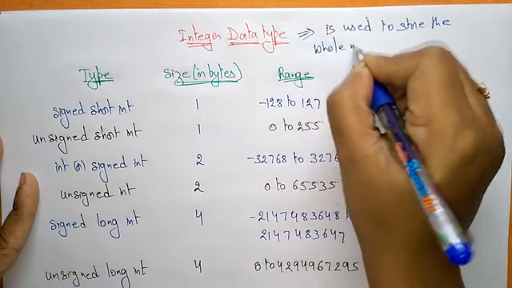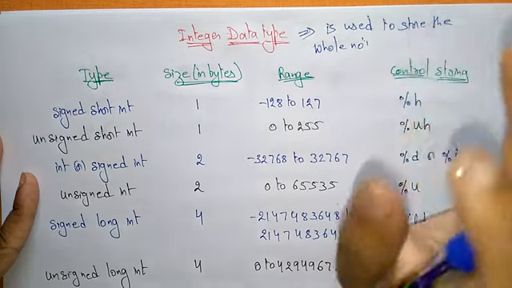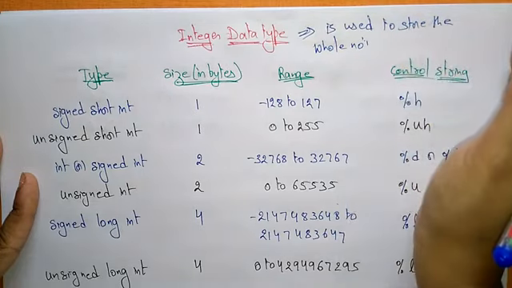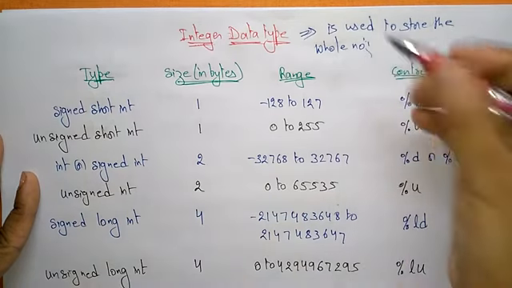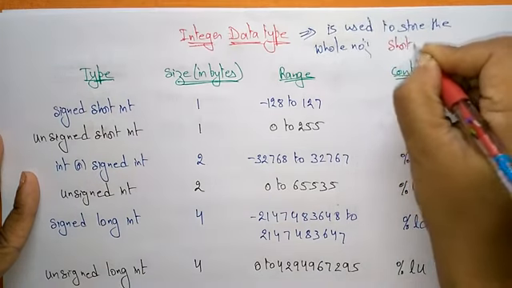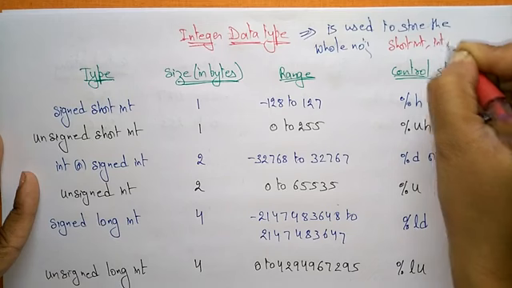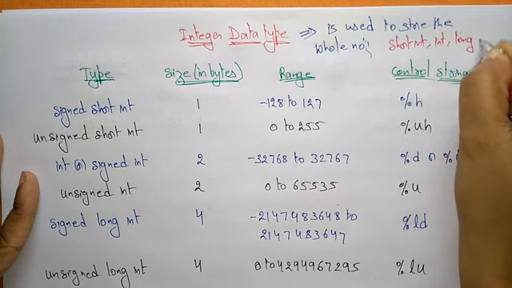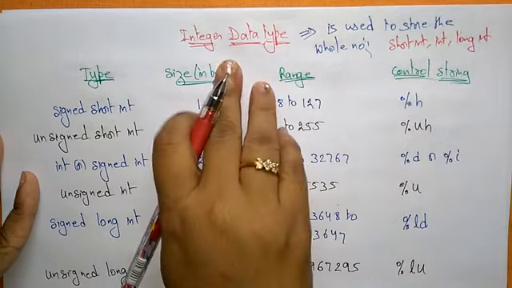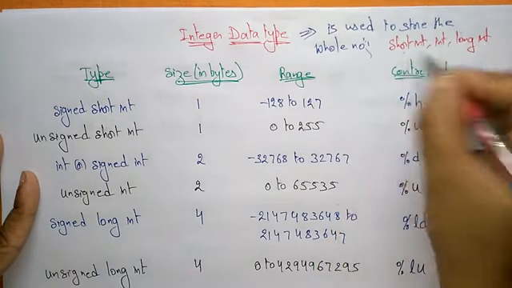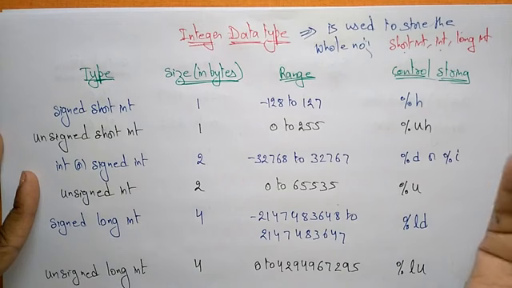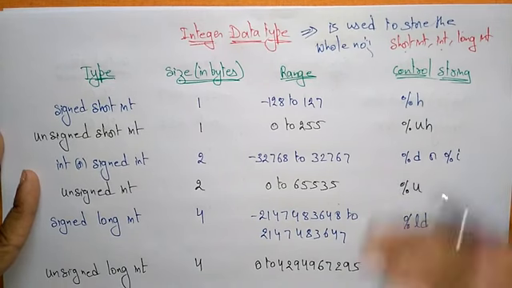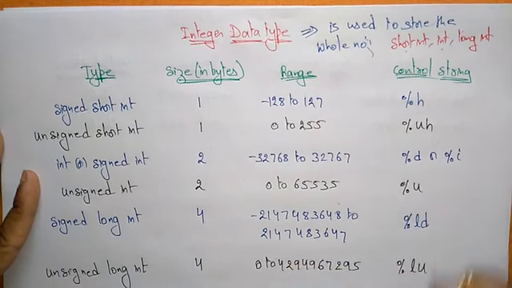So it is used to store whole numbers. It has 3 classes of integer storage, namely short int and long int. So the integer data type holds these classes: short int, int, and long int. All 3 can be signed or unsigned, so all 3 can use signed integers as well as unsigned integers.